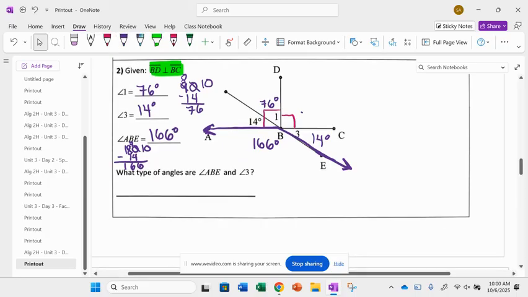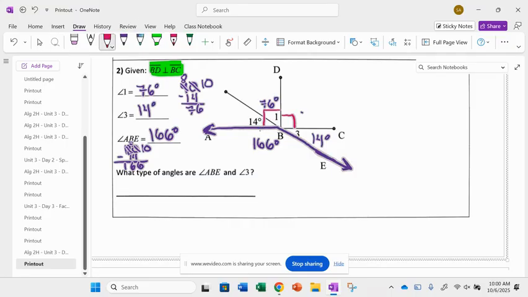All right. So what types of angles are angle ABE and angle 3? Somebody besides Stella, somebody else. So we're saying this angle right here and this angle right here. I'm really just looking for somebody a little bit new today. Anybody? They're supplementary angles. Don't they make that straight angle? So they are supplementary angles.